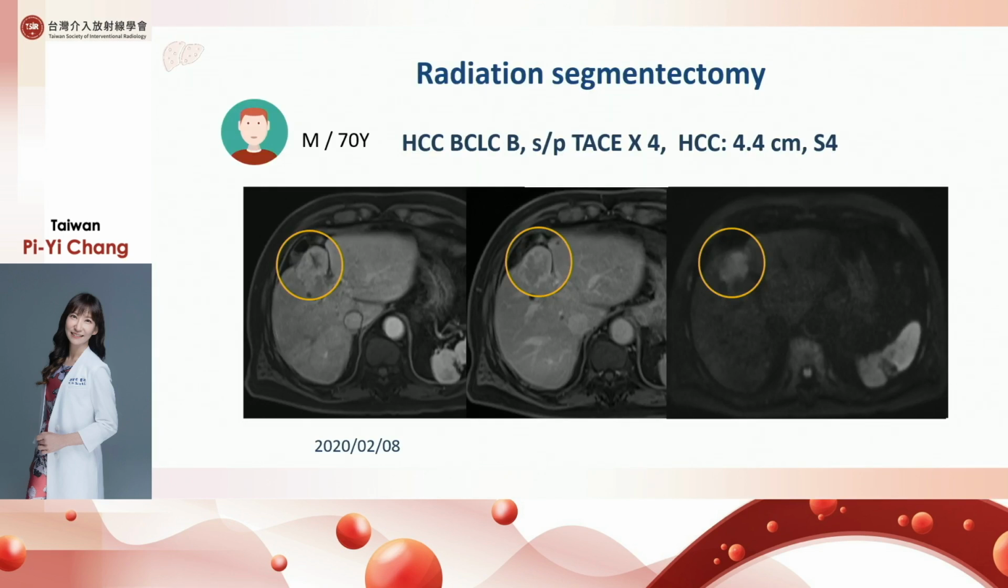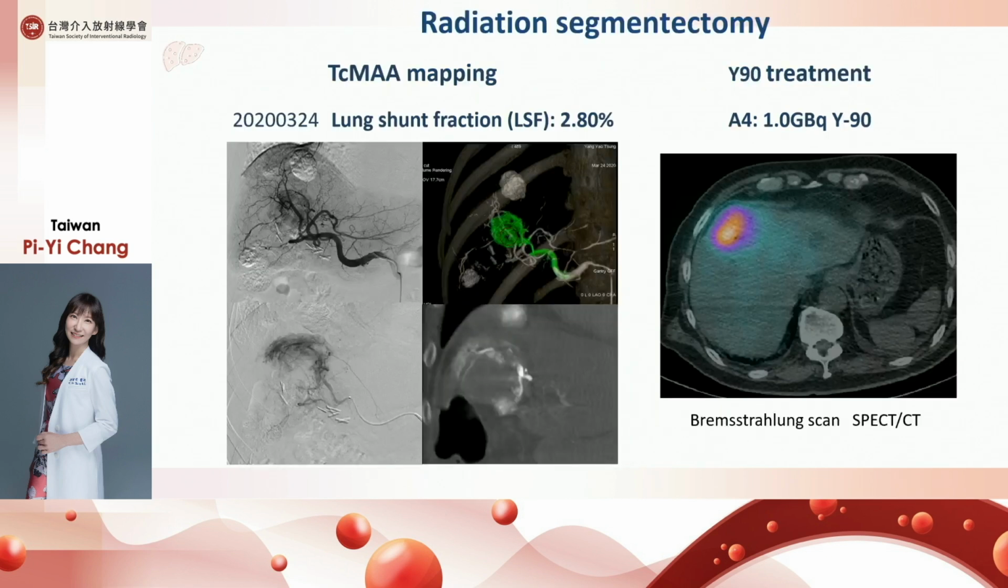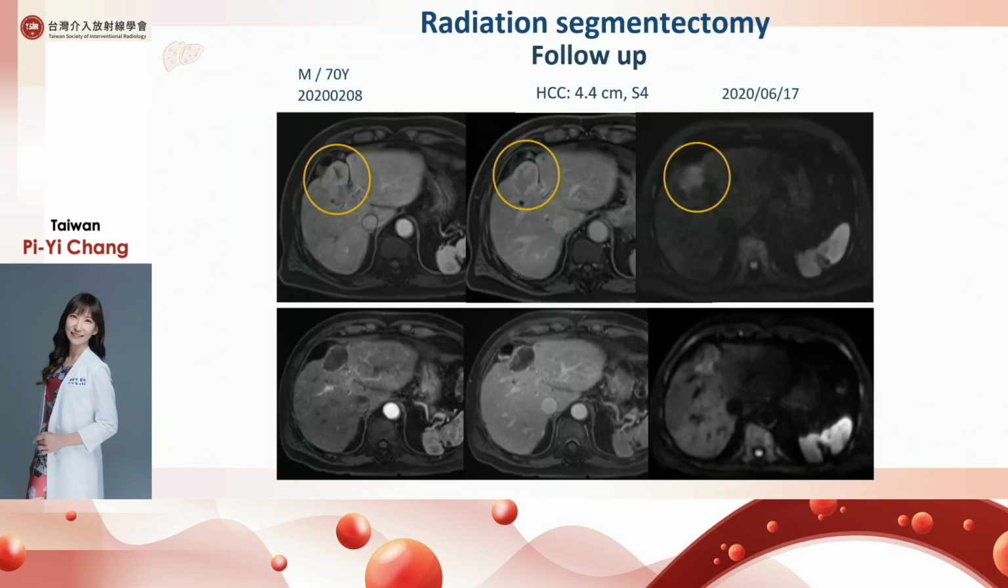So this is one of my cases for radiation segmentectomy, because in Taiwan we don't have many chances to do radiation segmentectomy. This is a 70-year-old male with HCC, actually already stage B, but the tumor is still small, treated with TACE 4 times. The patient refused to have TACE anymore, so we did Yttrium 90. The patient had a 4.4 centimeter tumor located in segment 4. It's a good case because we only had to super-select segment 4 and then give 1 gigabecquerel of Yttrium 90. The upper part is the MRI images.